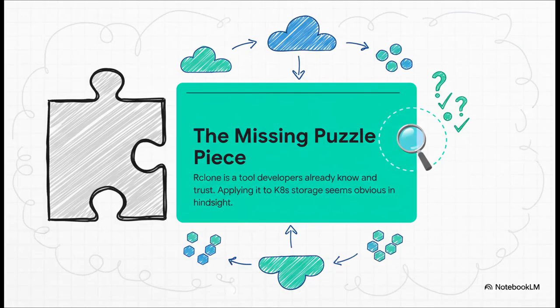It really does feel like the missing puzzle piece. Rclone is a utility that countless developers already know, already use, and already trust. So applying its power and flexibility to the Kubernetes storage problem, well, it's one of those ideas that is so simple and so effective, you kind of wonder why nobody did it sooner.